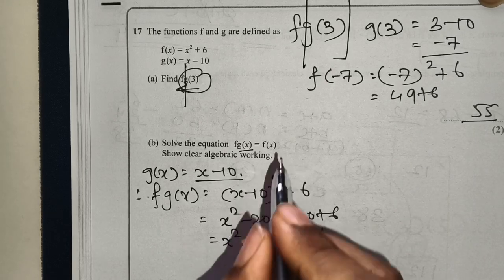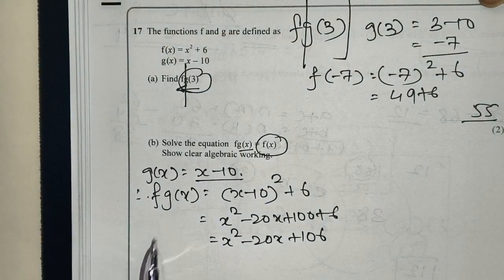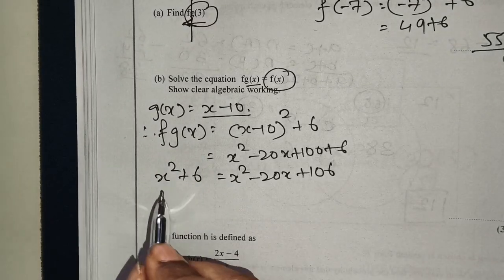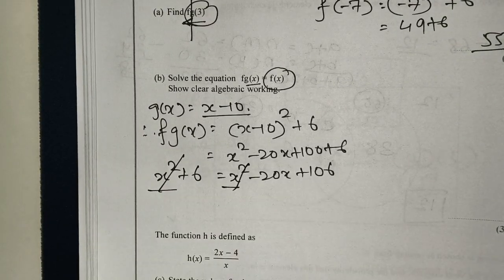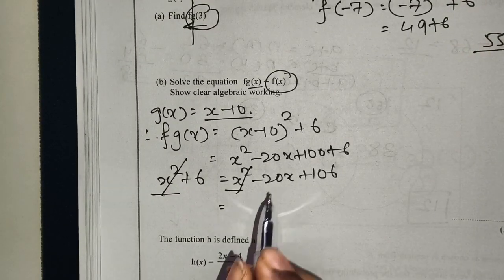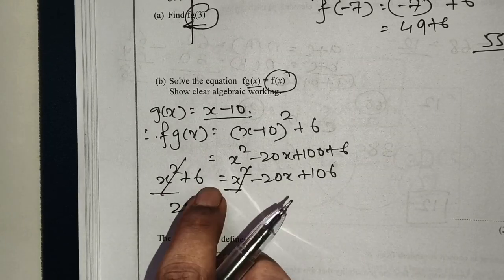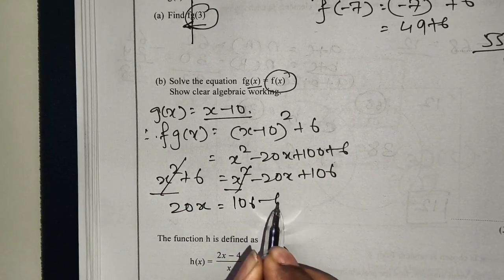And this I'm going to equate with f of x. What is f of x? x squared plus 6. So now x squared terms are positive on both sides, I will cut them off. And now I get minus 20x on the left hand side. It becomes plus 20x, and this gets subtracted from this.